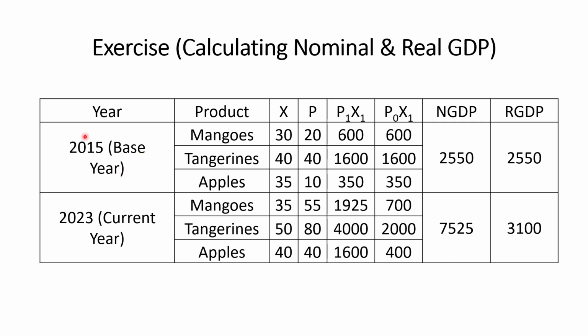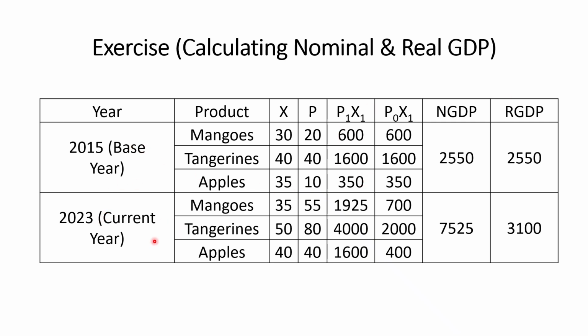Now let's come down to 2020, 2015. In 2015, we have 30 mangoes produced, but the price was 20. For tangerines, we have 40 pieces produced, and each costs 40. And for apples, we produced 35 in 2015, and each costs 10. Okay, so let's do the further calculation.